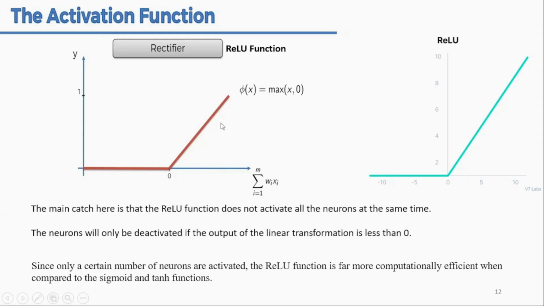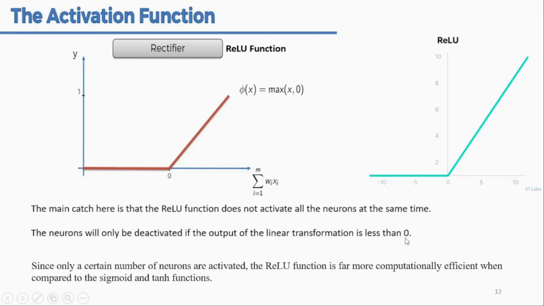But in the case of the ReLU function, the main working is that it does not activate all the neurons at the same time. Depending upon certain values, it decides which neurons should be fired or which neurons should be deactivated. The neurons will only be deactivated if the output of the linear transformation is less than 0.